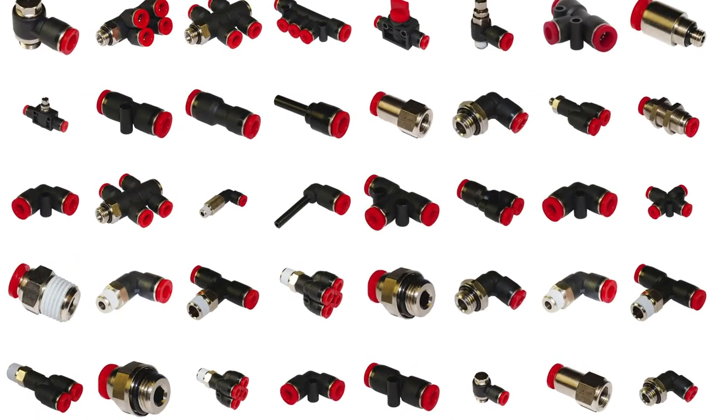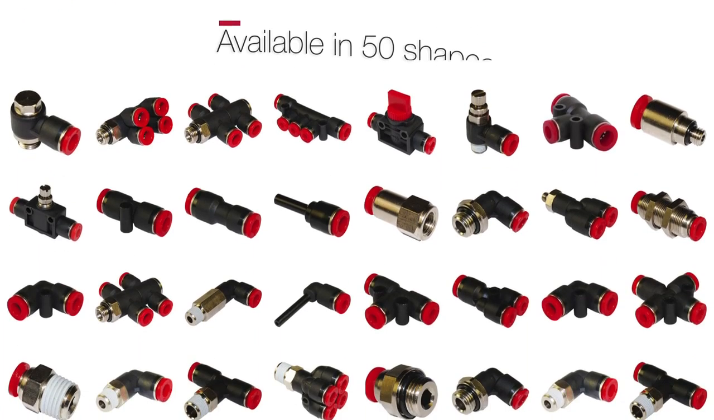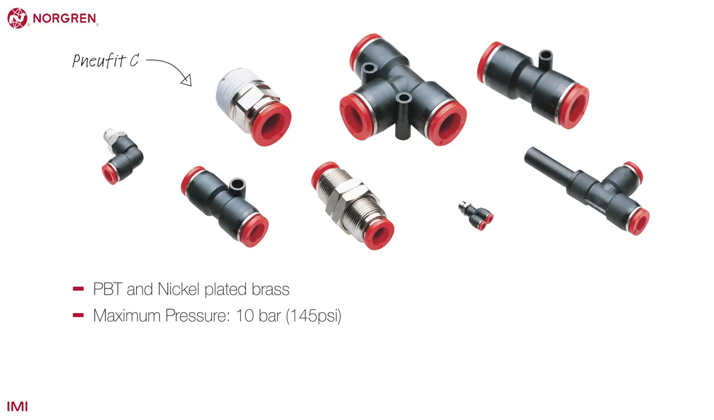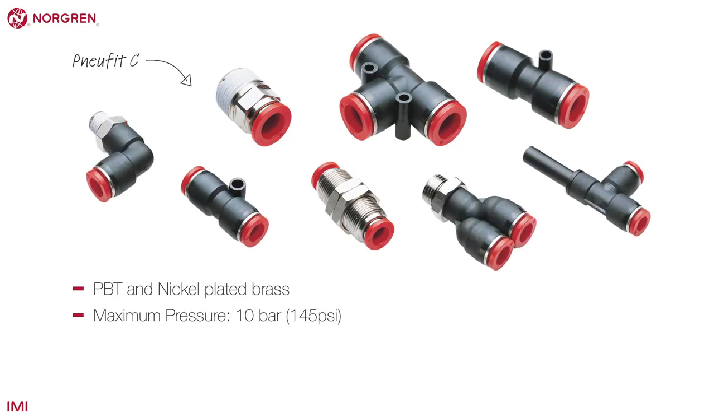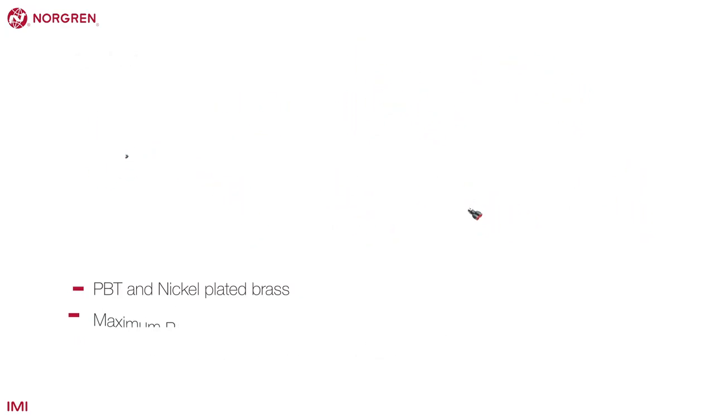New Fit C is a composite push-in fitting that comes in 50 shapes. It's constructed from PBT and nickel-plated brass and has a maximum operating pressure of 10 bar or 145 psi and temperature of 60 degrees Celsius or 140 degrees Fahrenheit to minus 20 degrees Celsius or minus 4 degrees Fahrenheit. It's suitable for general industrial applications, is lightweight, easy to use, and competitively priced.